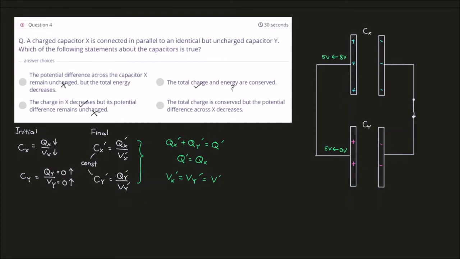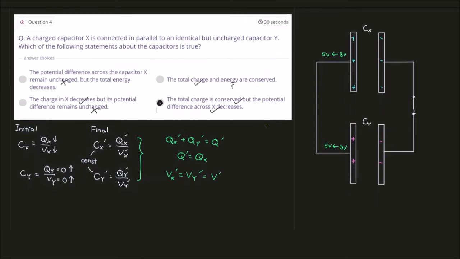The last selection: the total charge is conserved. This one is true, but the potential difference across X decreases. We also know that Vx indeed decreases. Yes, so for here, I think we have already got our answer. Our answer will be D. The total charge is conserved, but the potential difference across X decreases. We put a question mark here to talk about energy, right?